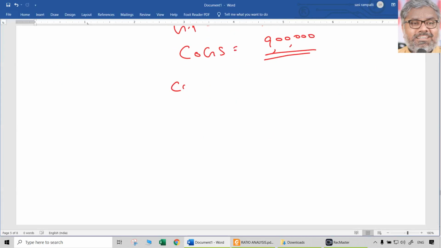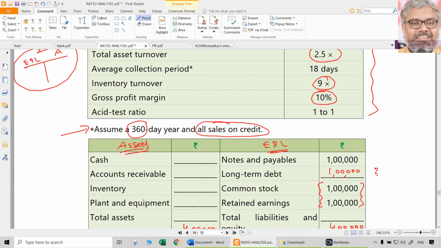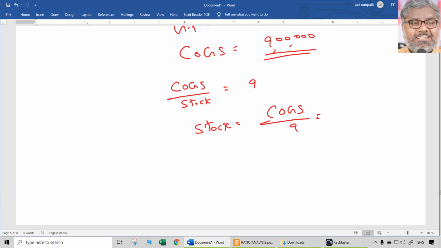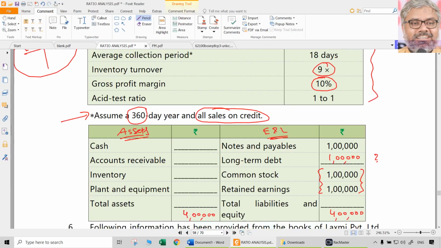What is inventory turnover ratio? Cost of goods sold by average stock. Average we cannot take, so just stock, since average is not possible. So cost of goods sold by stock is equal to 9, right? That is inventory turnover ratio. How much is stock? Simply cost of goods sold divided by 9. Cost of goods sold being 9 lakhs, stock will be 1 lakh. We have found one of the data, inventory 1 lakh, clear.